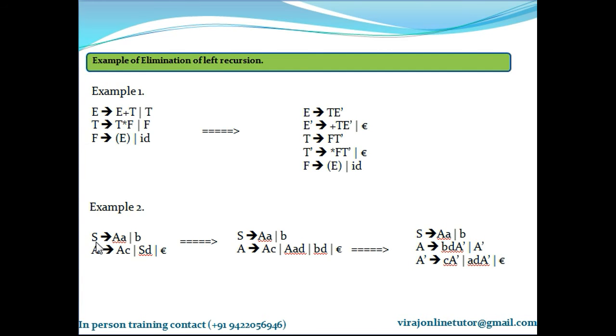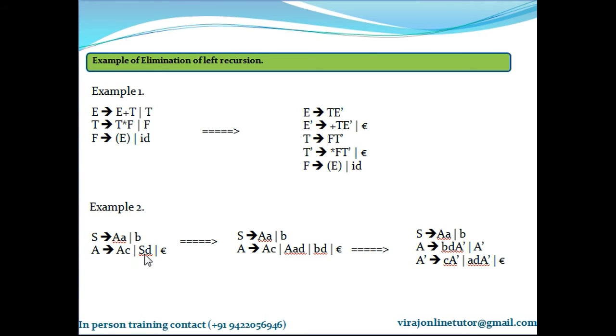So S gives A or B. Is the leftmost symbol same as the leftmost symbol on the left hand side? No. Is it same? No. So this particular production does not have direct left recursion. Agreed? Now go to the next production. The leftmost symbol matches the leftmost symbol on the left hand side. So this production has left recursion.